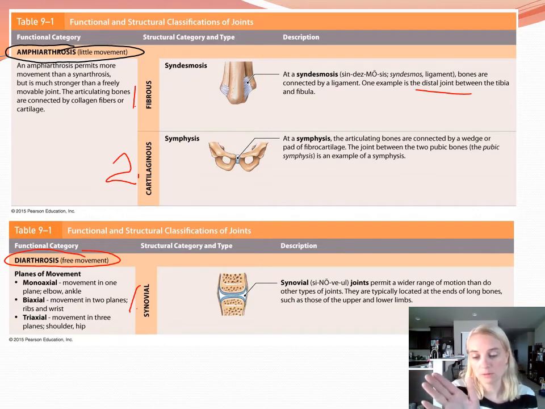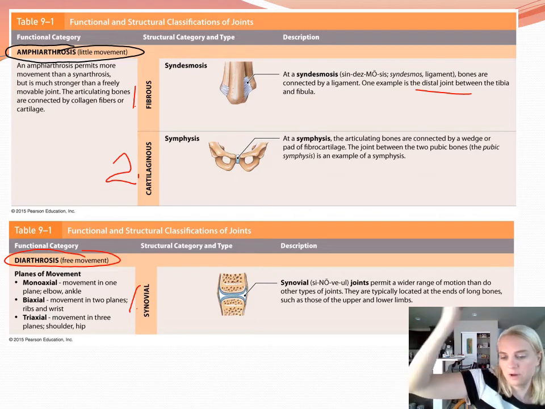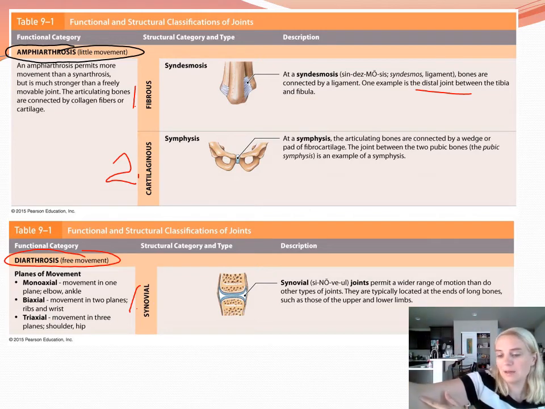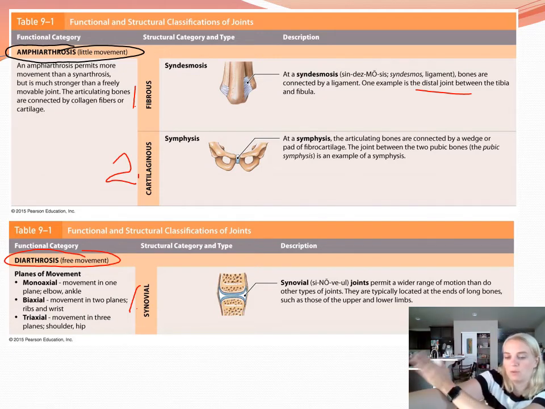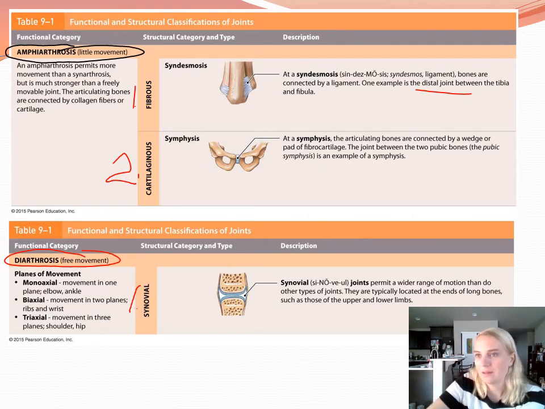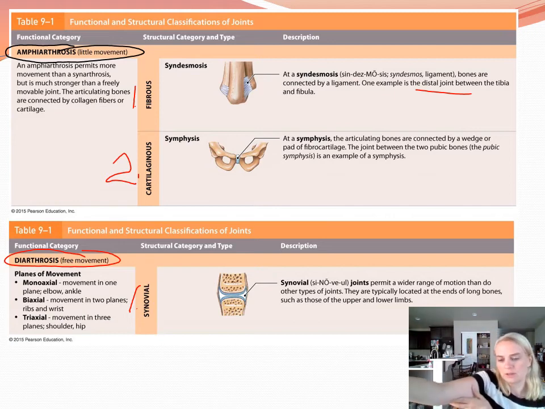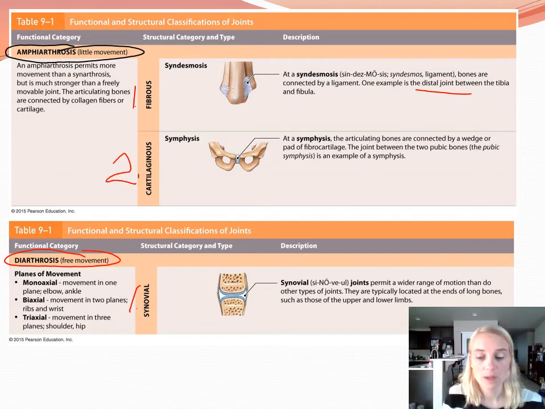So for example, the elbow is monaxial. It only goes in one plane. I can't move my elbow this way, and I can't move my elbow this way. It only goes in the anterior and posterior plane, and I can't rotate. I can do what's called pronation and supination, but that's at these joints here, more like your wrist, not at your elbow. Your elbow is monaxial.